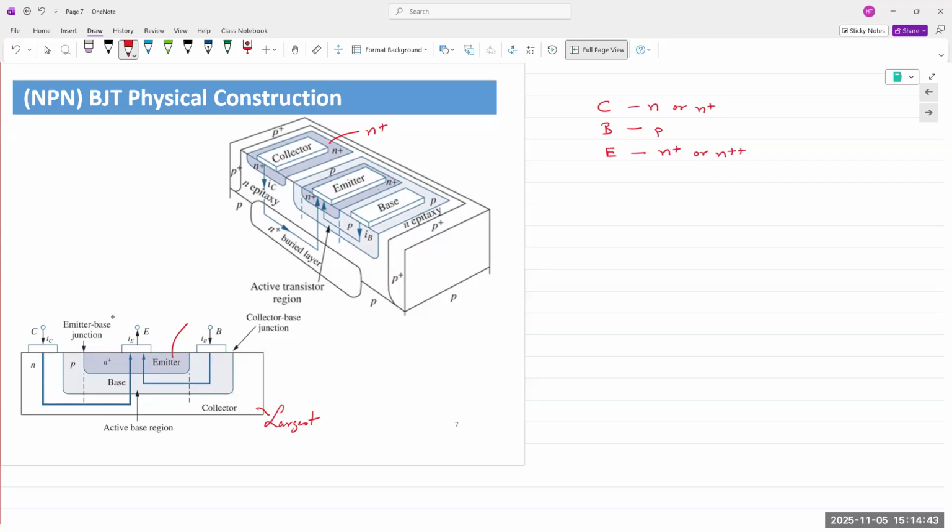Okay, N plus or N plus plus. It's simply just showing you the varying levels of doping. Just means it's very, very heavily doped. That's all it's showing. Okay, and then the rectangular pads that you see on top, right, these are simply contact pads.